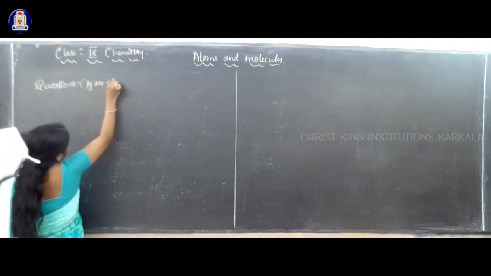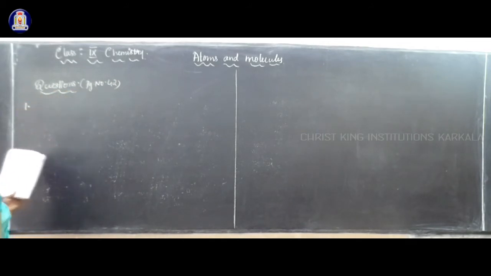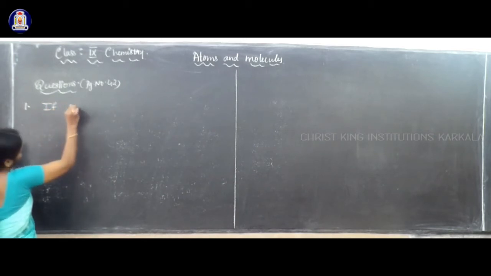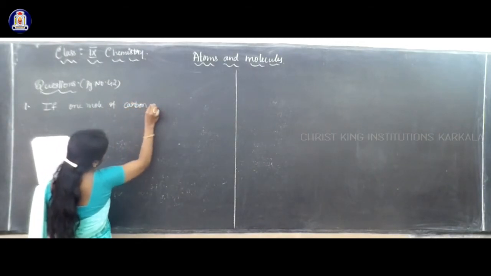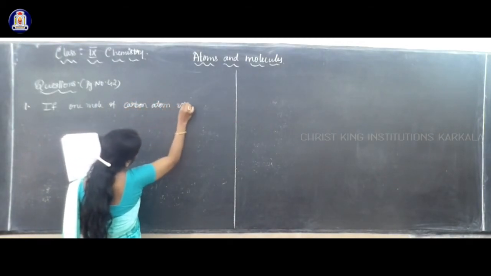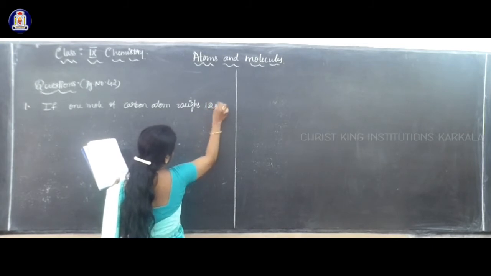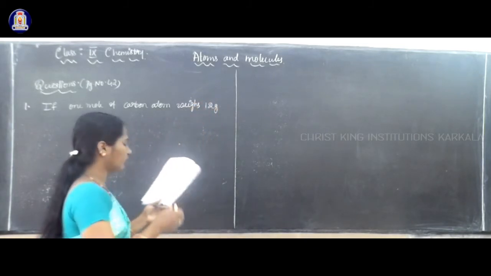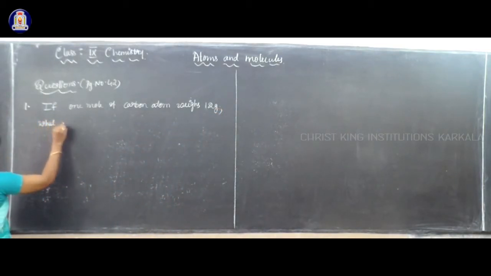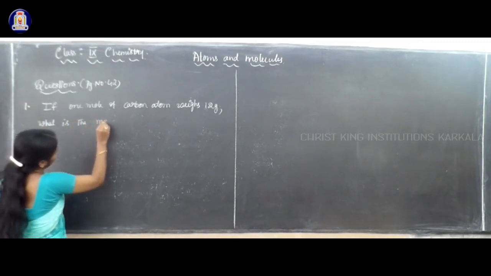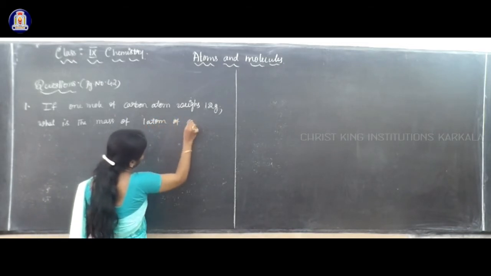Page number 42, first question. What is the question? If 1 mole of carbon atom weighs 12 grams, what is the mass of 1 atom of carbon?